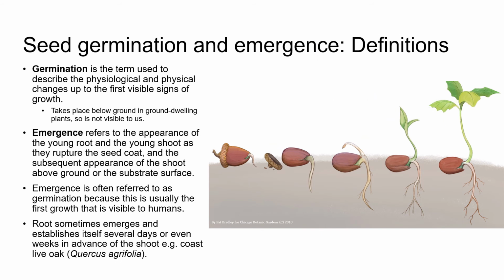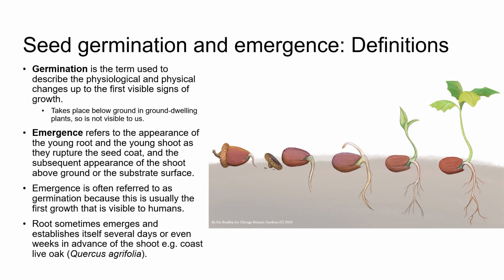Let's start talking about germination with a couple of definitions and some clarification. The term germination is often used incorrectly to refer to the appearance of a young seedling above ground, and this is usually the first growth that's visible to us humans. But if we're going to be precise and accurate, germination is actually the term used to describe the physiological and physical changes up to the first visible signs of growth in a seed. These changes take place within the seed coat, so they're not visible to us, even if we're germinating the seed on a piece of moistened paper.